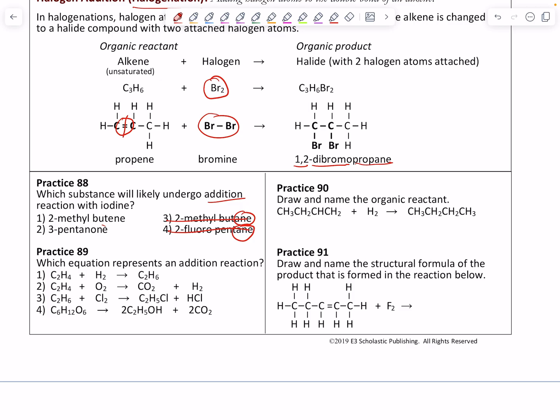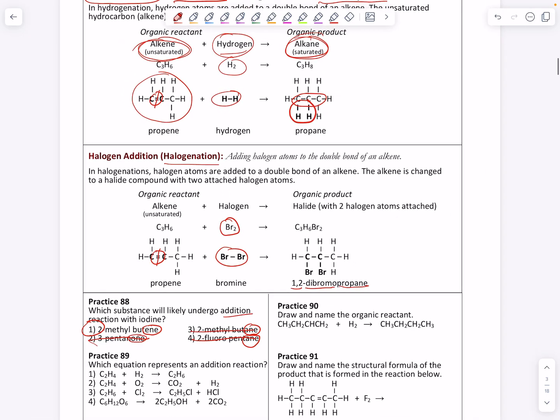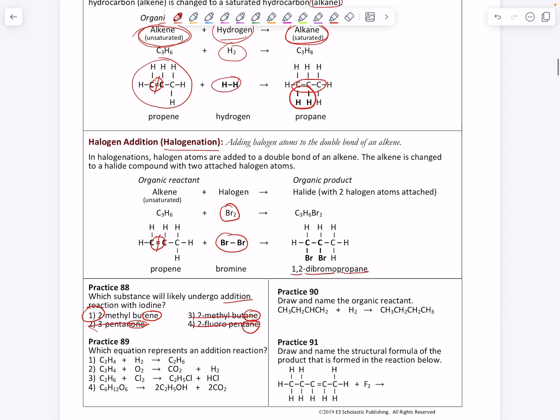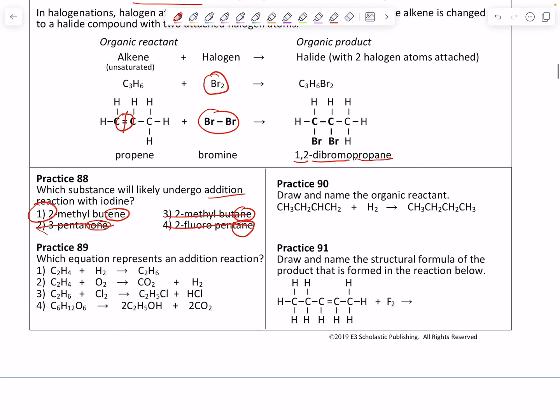Practice 89, which equation represents an addition reaction? Okay. This should be fairly easy because I told you guys if we compared these addition reactions to the one up here for substitution, then the most obvious difference is that for addition reactions, you only have one product. Okay. And so if I look at the answer choices here on 89, all of these have two products, so they cannot be it. It has to be number 1.